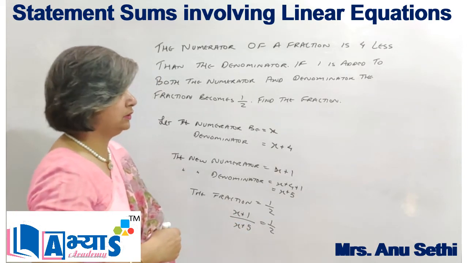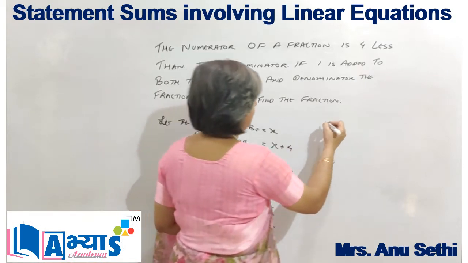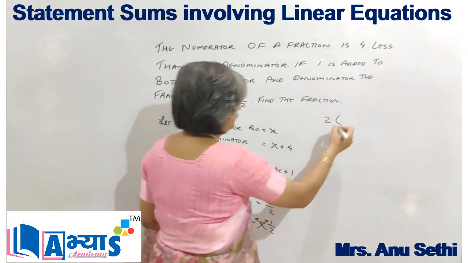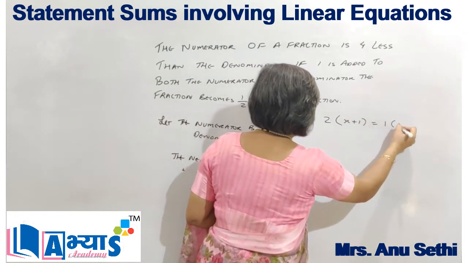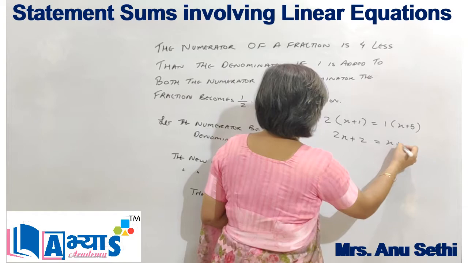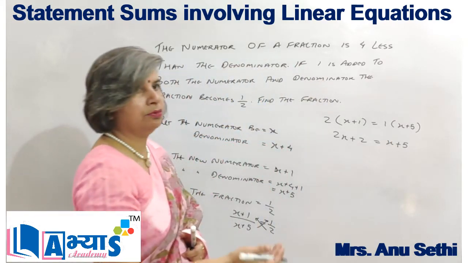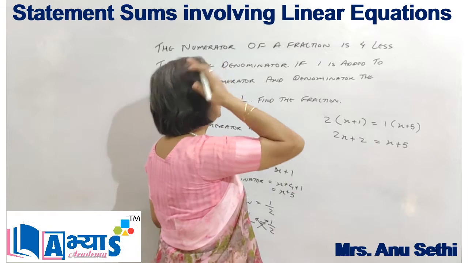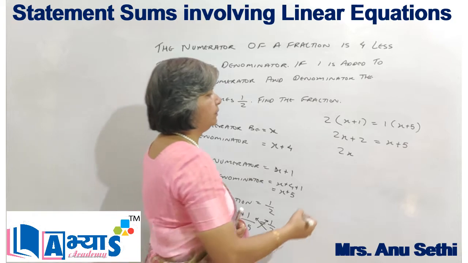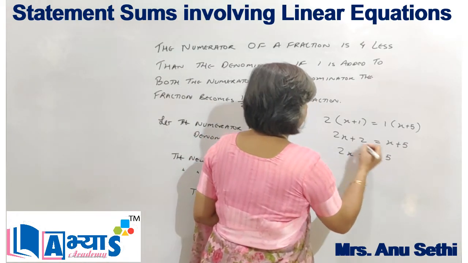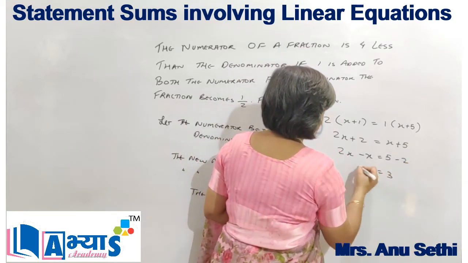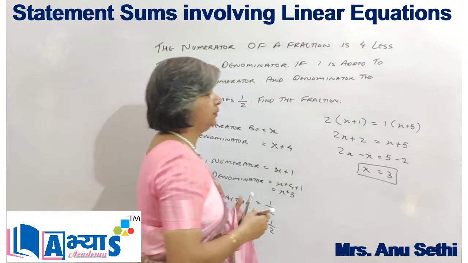Now I will try to solve this equation. For this I will use cross multiplication. That means I will multiply 2 with x plus 1 and 1 with x plus 5. The equation will be 2x plus 2 equals x plus 5. Now I will bring the unknown quantities to the left hand side and the known to the right hand side. If I bring x to the left hand side, it will become minus x. And as I take 2 to the right hand side, it will become minus 2. So we can say x is equal to 3. So this is the answer, x is equal to 3.